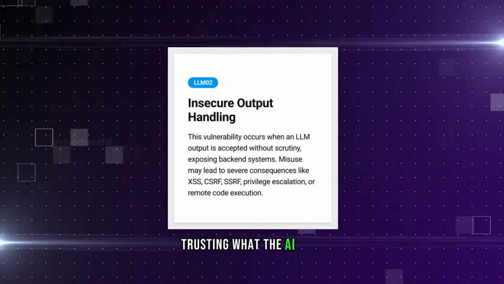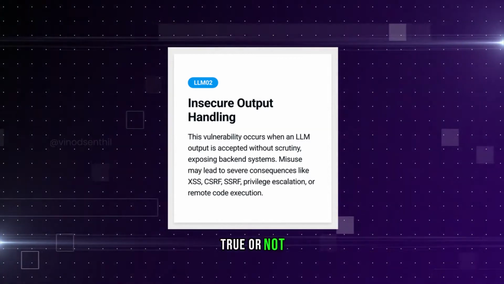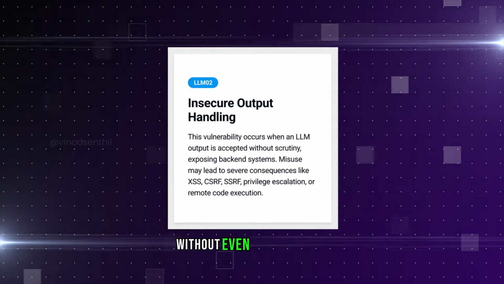2. Insecure output handling. Trusting what the AI says without even checking if it is safe or true or not. For example, the AI says something harmful or misleading without even being checked.